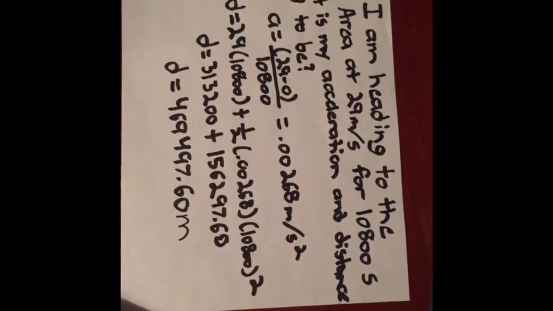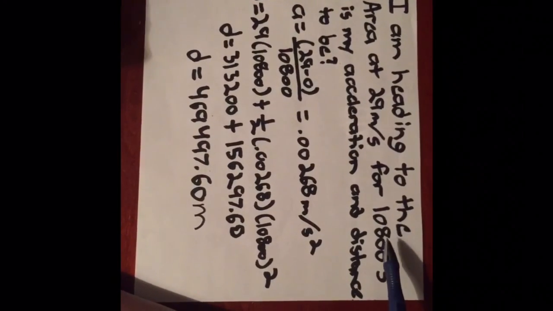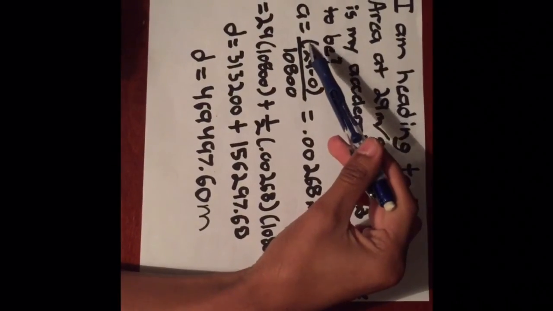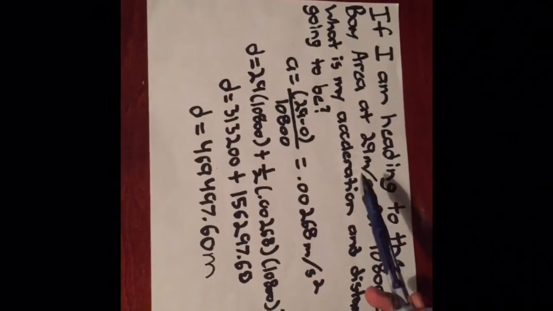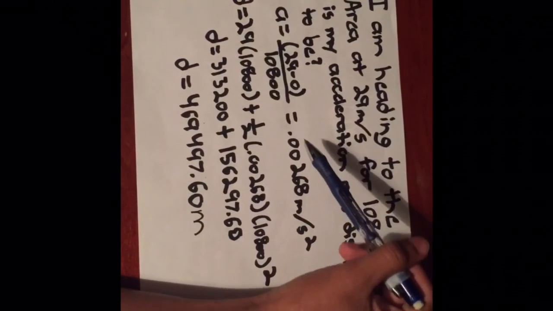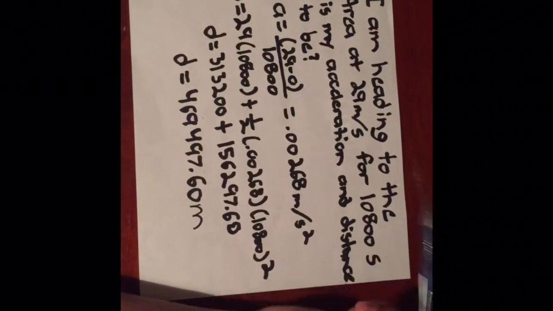If I'm heading to the Bay Area at 29 meters per second for 10,800 seconds, what is my acceleration and distance going to be? So I use the same equation to find acceleration, and the final velocity is 29. Since we don't know what the initial velocity is, we put 0. And you divide it by time, which is 10,800, and you get 0.00268 meters per second squared, which is acceleration.